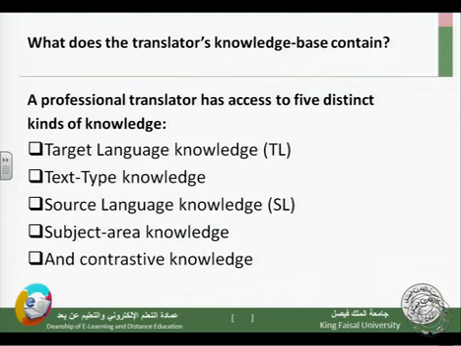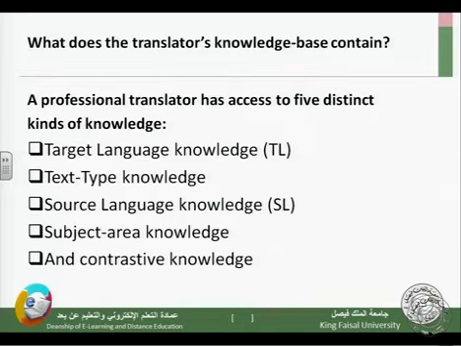Now, if you ask me, what does the translator knowledge base contain? What kind of knowledge does the translator have to have in his mind? It's a very good question. Now, the translator, or a professional translator, has access to 5 distinct kinds of knowledge. He has to have knowledge of the target language. Let's say you want to translate from Arabic into English, then he has to have knowledge of English.